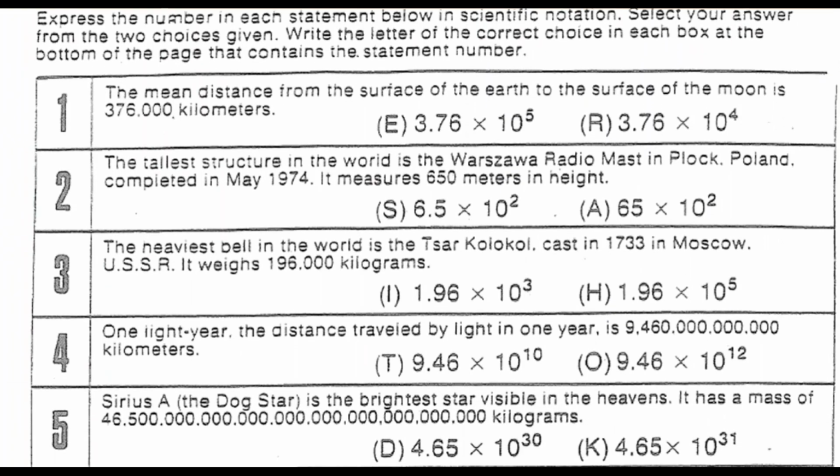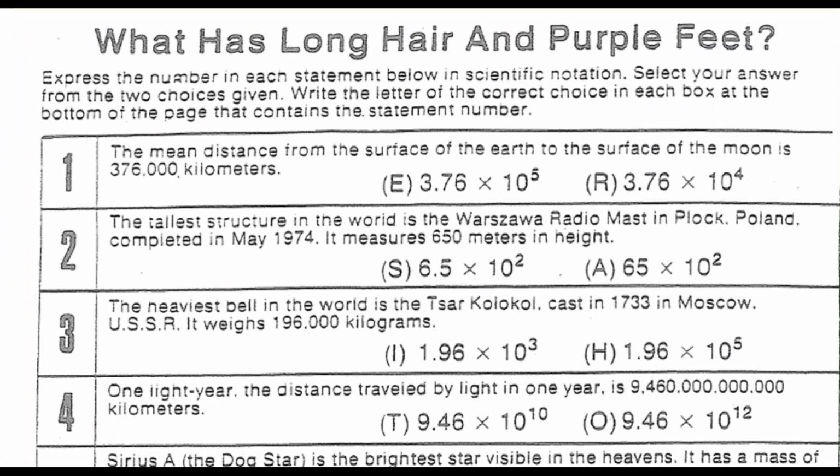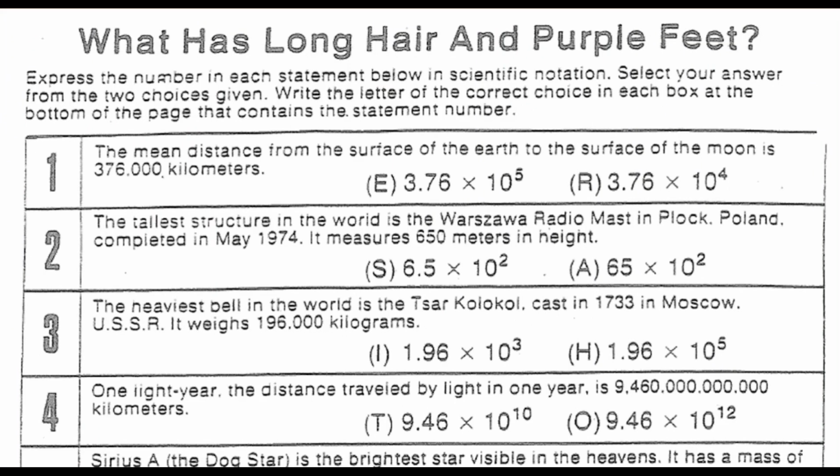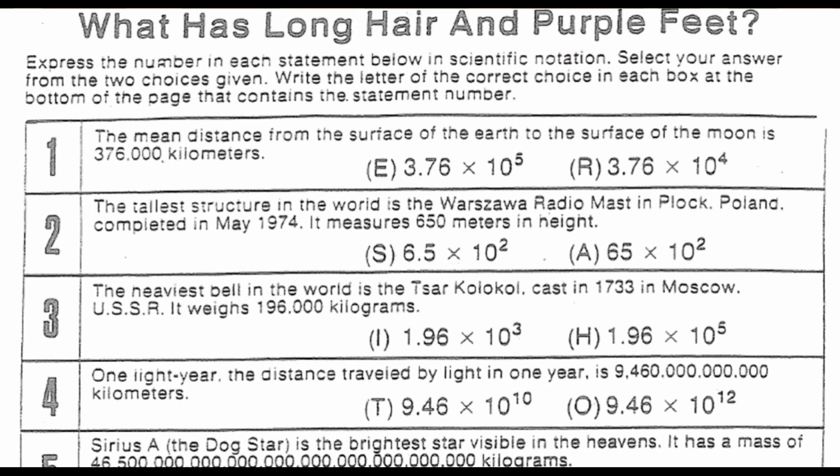And then I want you to try this next. It's just like a little puzzle. It's going to have a really, really dumb joke at the end, but hopefully you're okay with that. So the instructions say, express the number in each statement below in scientific notation. Select the answer from the 2 choices. Write the letter of the correct choice in the box at the bottom of the page.